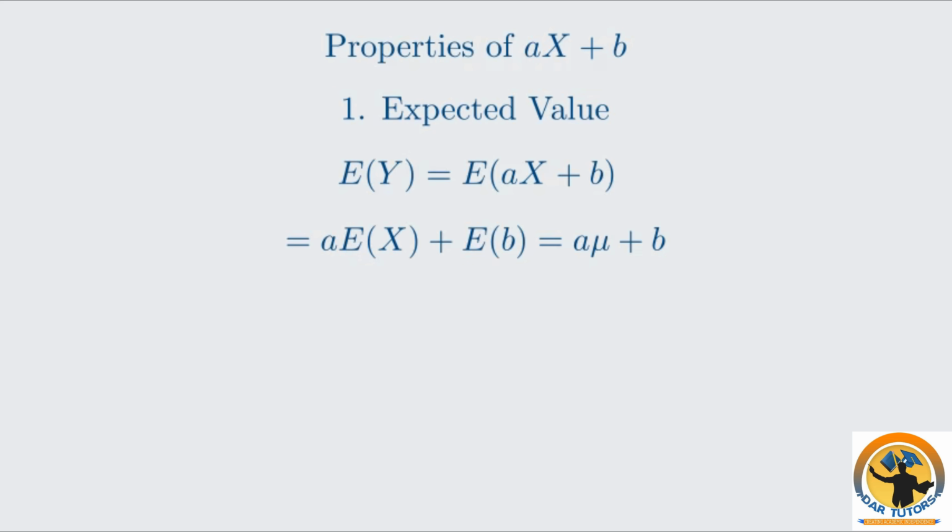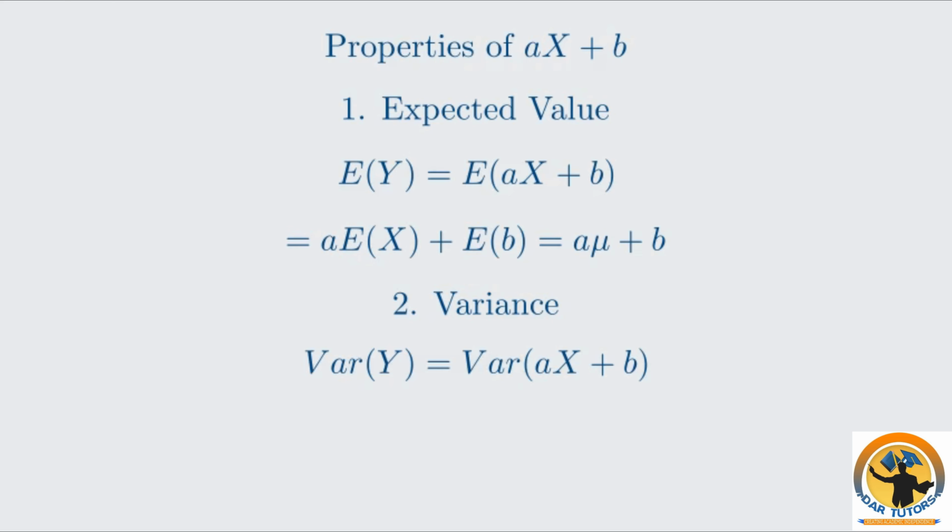Now for the variance. This is where things get a bit more interesting. Variance measures spread. Var(aX plus b). Let's think about the transformation. What does the constant b do to the spread of the data? Adding a constant to every outcome simply shifts the entire distribution. It doesn't change how spread out the values are. So the b term has no effect on the variance.